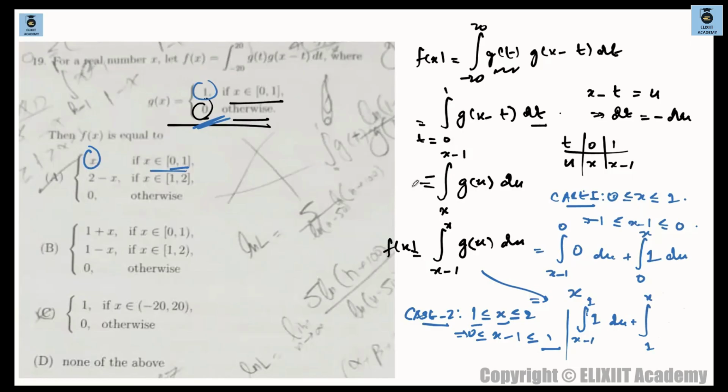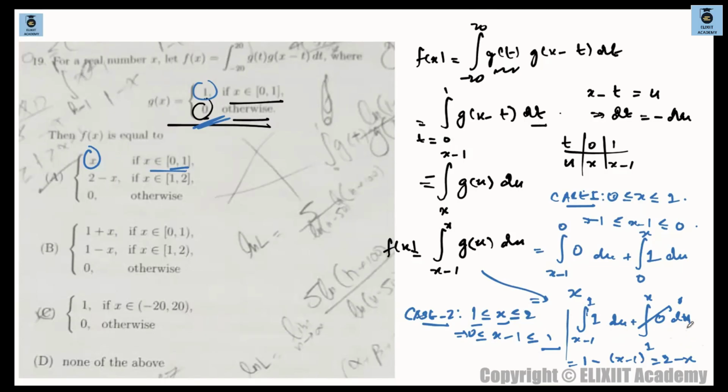So more than 1 means this is 0 basically. This exceeds 1, so g of u will be 0 because g of x is 0 over here. So 0 times du basically. Next we solve this thing. So this is once again 0, and this will be 1 du, which means u. So this finally becomes 1 minus (x minus 1), and so this is 2 minus x. So in between this interval, we are getting 2 minus x.